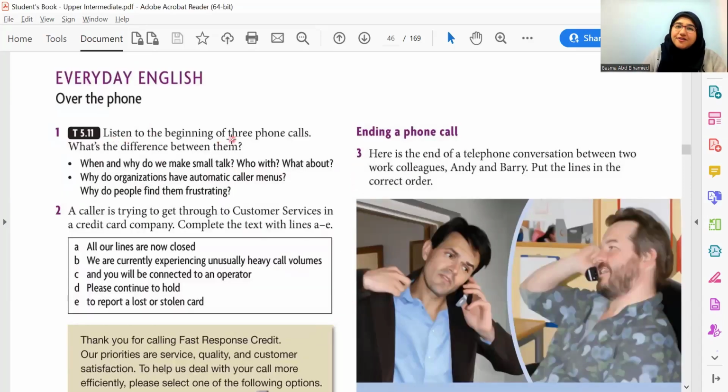So we're going to listen now to the beginning of 3 phone calls, okay? And tell me if you got the difference between them, and if you could also answer these questions. When and why do we make small talk? Who with and what about? Do you remember the ways we make these questions? All right. And why do organizations have automatic caller menus? And why do people find them frustrating? So let's try to listen together, and you can take notes of the ideas that you get.